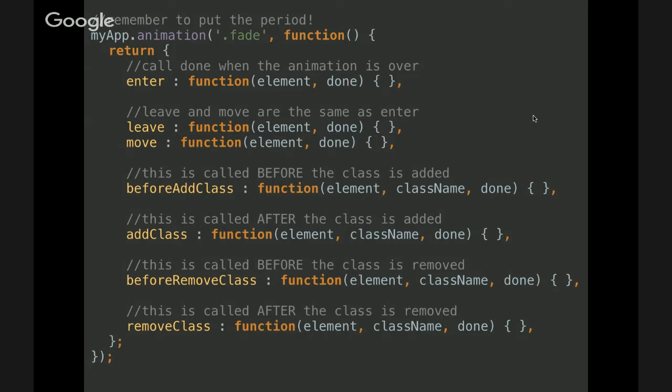And now we can see the events that I mentioned earlier. So you have enter, which is called when something enters the DOM, leave, move. Then you have addClass and removeClass. But then you also have animations that you can call before a class is added or removed. And so this is just a real high level look at the conventions that we're going to see in a bit with some examples.